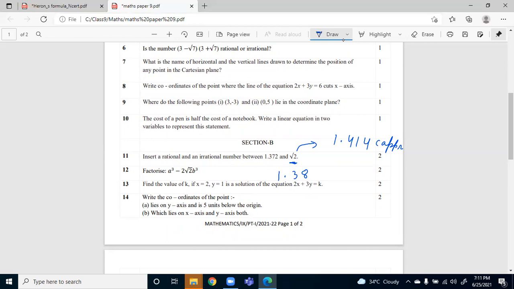And if I have to insert an irrational number, I have to make some pattern. 1.38112, 1112, 11112 dot dot dot. So in this way.